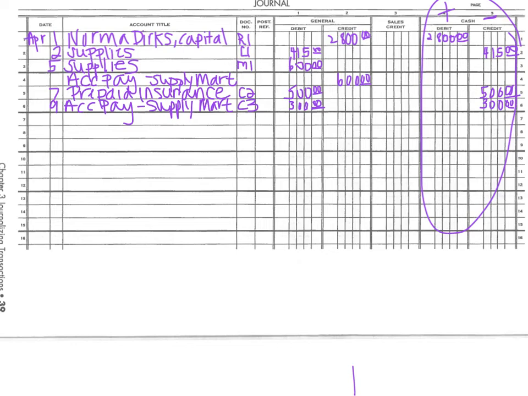Okay, last time, go ahead and flip over to page 75. And we're going to finish out these last transactions. Okay, on page 75, make sure you're in the Work Together section. And we're going to April 12th.